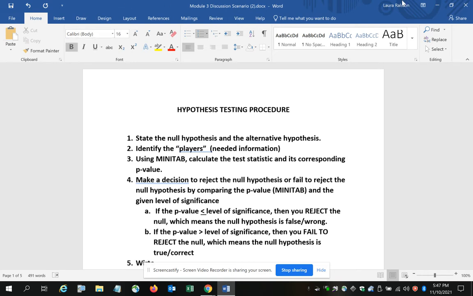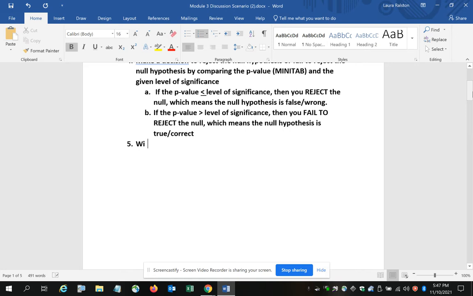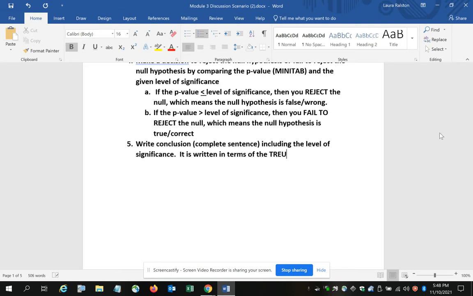Once you've made a decision, you write a conclusion using a complete sentence and including the level of significance. The conclusion is written in terms of the true hypothesis.